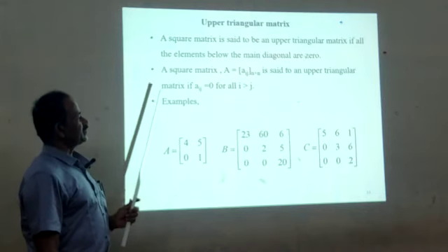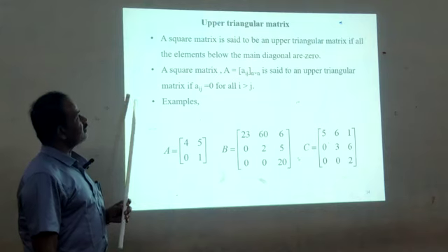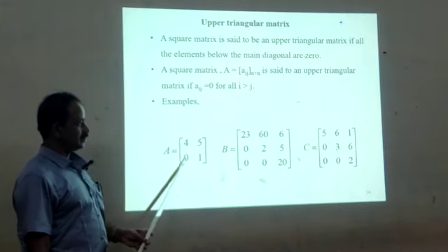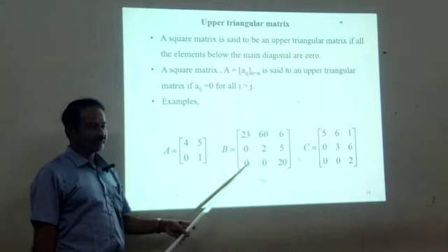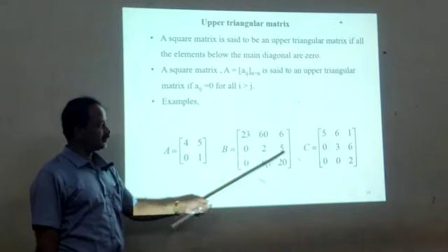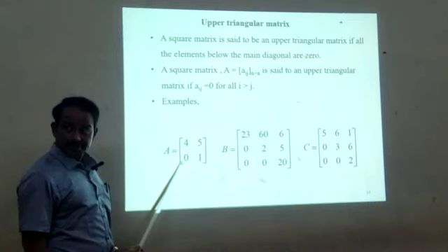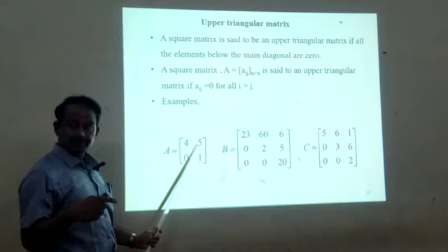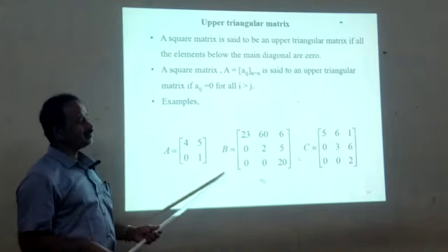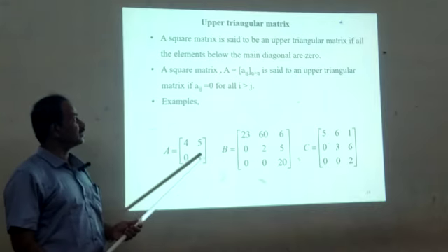Now upper triangular matrix. A square matrix is said to be an upper triangular matrix if all the elements below the main diagonal are 0. See here, these elements are not there. Here alone we have elements. So we call this an upper triangular matrix. See here, just take a 3 by 3 matrix. You have a 2 by 2 matrix. This is a lower triangular matrix. Answer is 0, whereas in an upper triangular matrix, some elements exist. See, some elements exist. So we call this an upper triangular matrix.